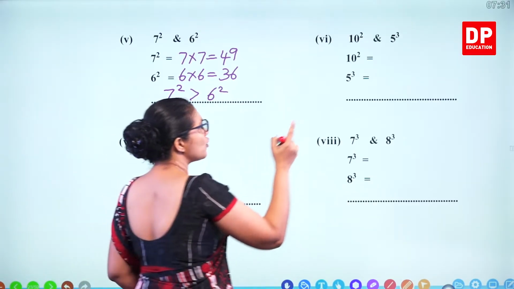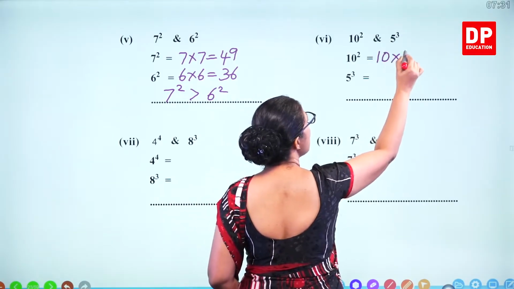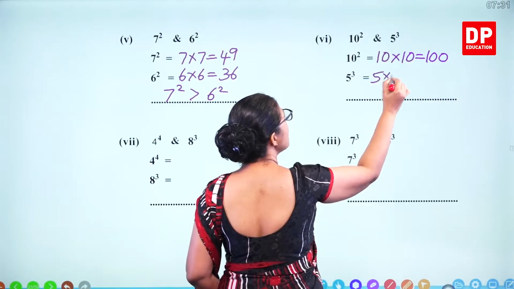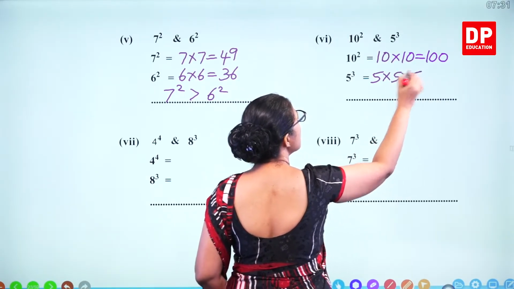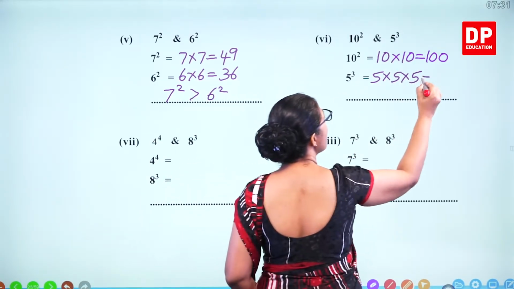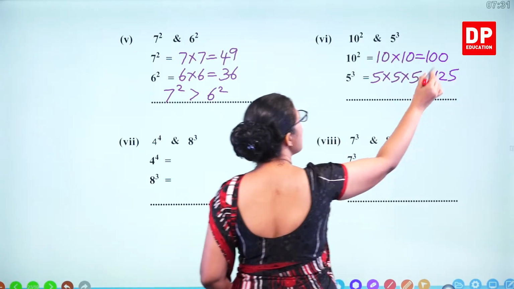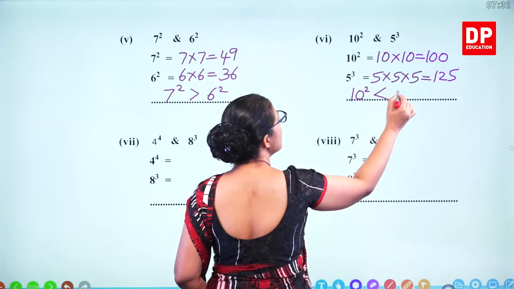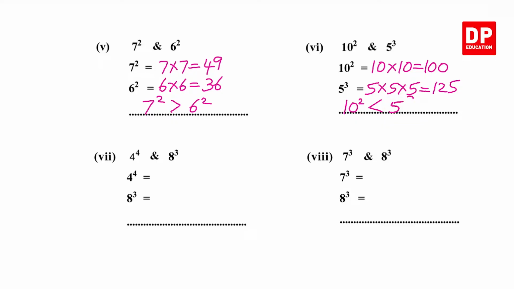10 squared and 5 to the power 3. 10 times 10, you get 100. 5 into 5 into 5, 3 times. 25 times 5, 125. So that's bigger. So you can write 10 squared is smaller than 5 to the power of 3.